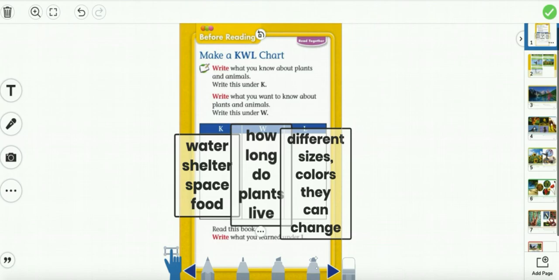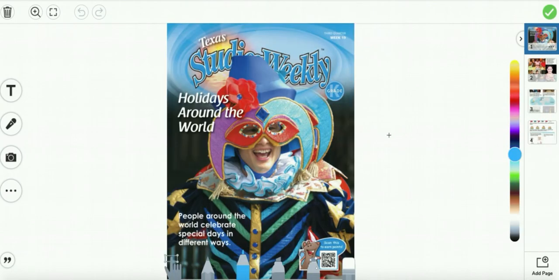Okay, next we're going to move on to social studies. And for social studies, we have been talking about celebrations and how life was then and how it is now. We're going to go ahead and review. We're just going to go ahead and read this little booklet. It's Texas Studies Weekly. So this is going to talk about holidays around the world. People around the world celebrate special days in different ways.